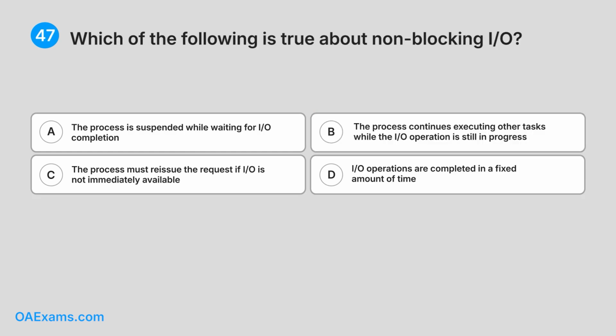47. Which of the following is true about non-blocking I/O? A. The process is suspended while waiting for I/O completion. B. The process continues executing other tasks while the I/O operation is still in progress. C. The process must reissue the request if I/O is not immediately available. D. I/O operations are completed in a fixed amount of time. Can you guess the answer?